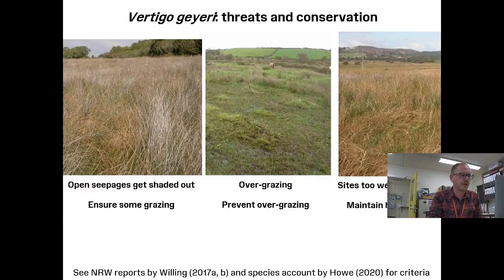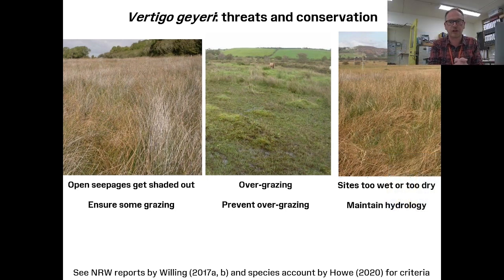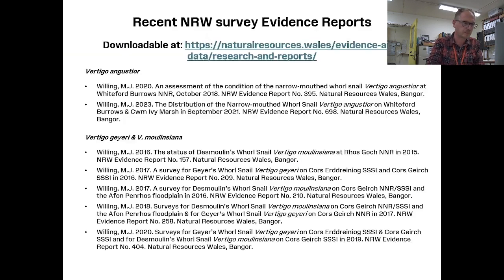So that's threatened by a lack of grazing, which means the open seepages get shaded out by growth of plants. It's also threatened by overgrazing. If the livestock take all the vegetation, then there's nothing for the snails to actually eat. And also, again, the hydrology. So if the sites become either too wet or too dry, then the species will disappear. All this data comes from the NRW evidence reports, which are available online from the NRW website.